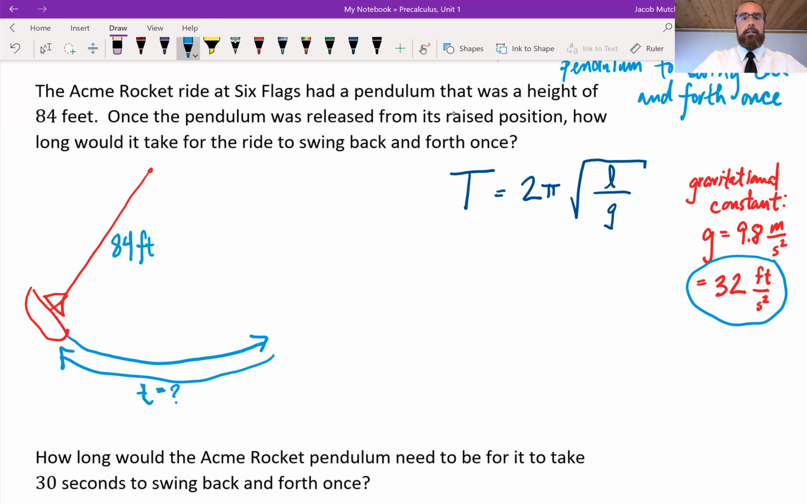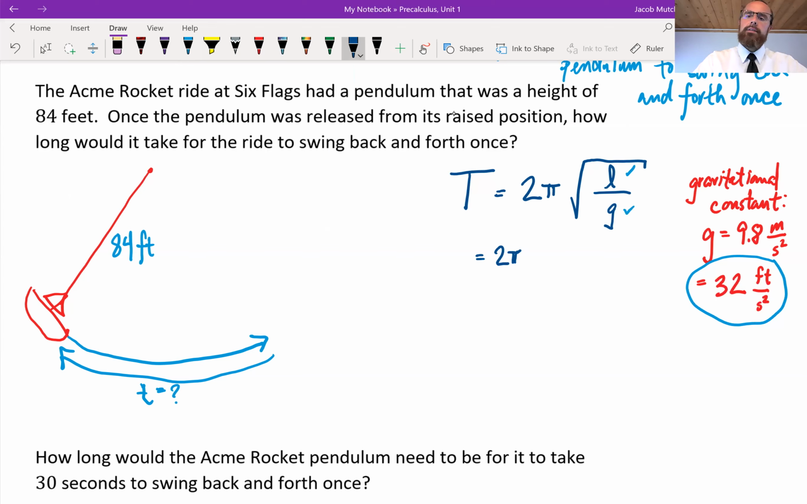Now, that said, all we have to do is put in two of these values. Really, we need to put in the length of the pendulum and the value for G, and then we can solve using this formula. So let's do that. So I'm going to put in 2 pi.